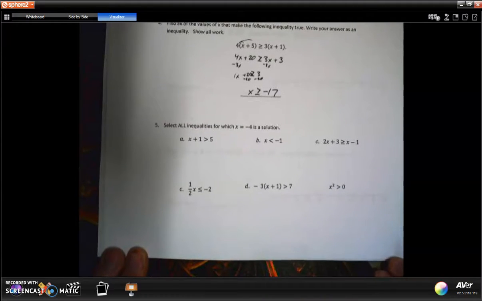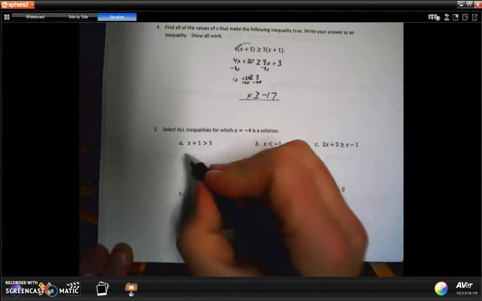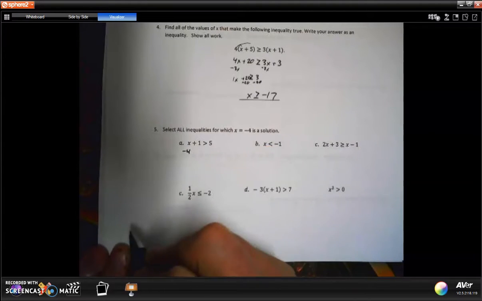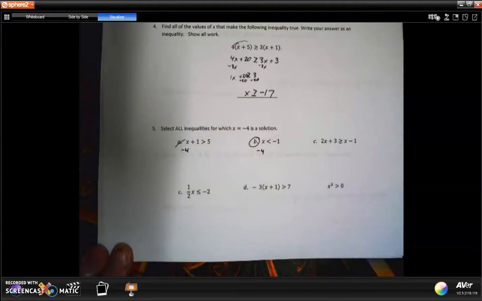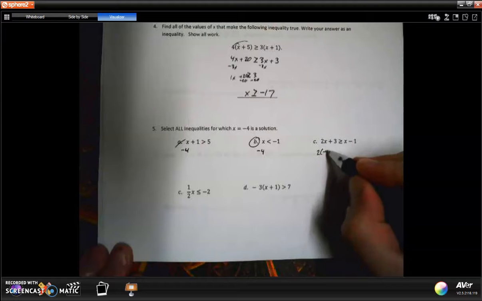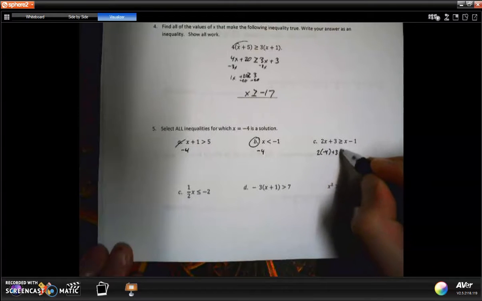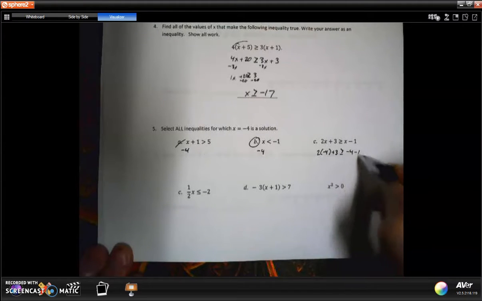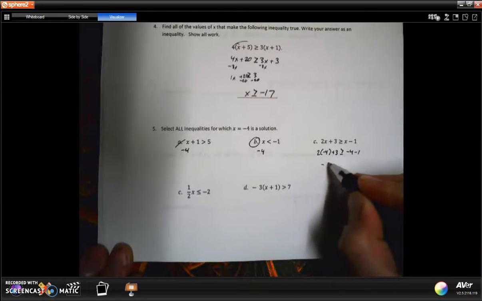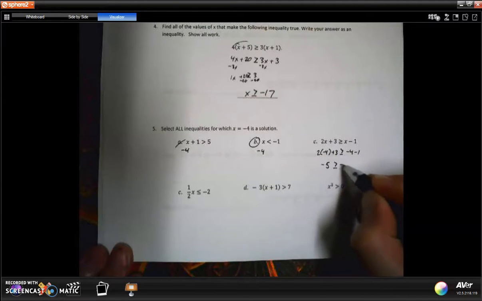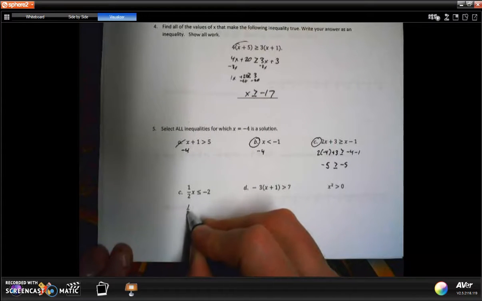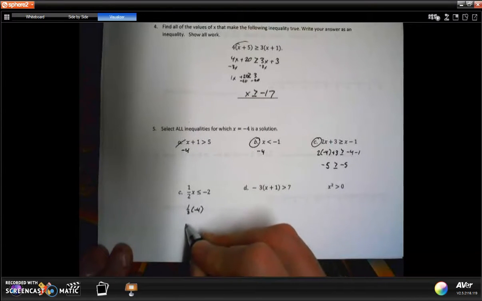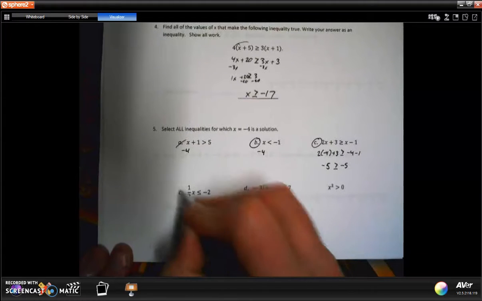Select all inequalities for x where negative 4 is a solution. Negative 4 plus 1, is that greater than 5? No. Negative 4 is less than negative 1? Yes. 2 times negative 4 plus 3, is that greater than or equal to negative 4 minus 1? That's negative 8 plus 3, which is negative 5, is that less than or equal to negative 5? Yes. Half of negative 4 is negative 2, less than or equal to negative 2? Yes.